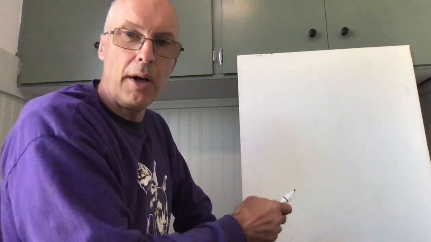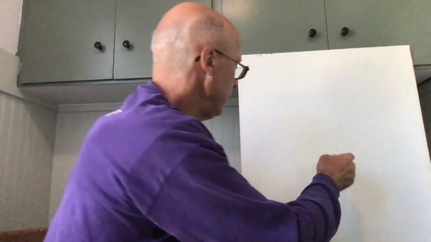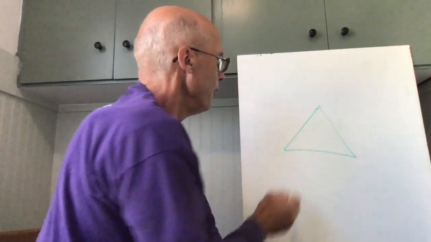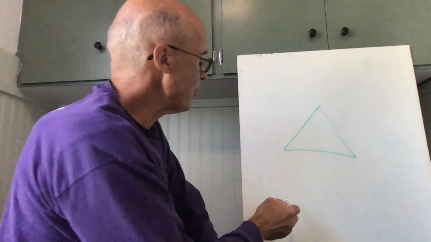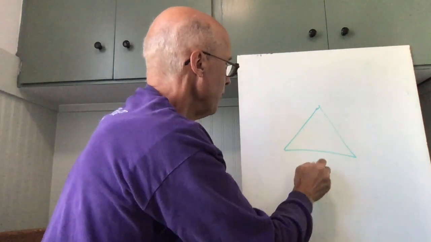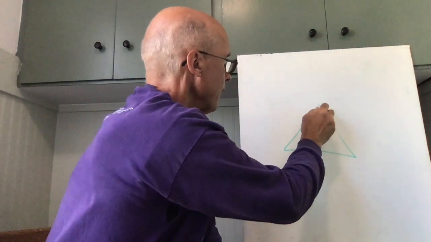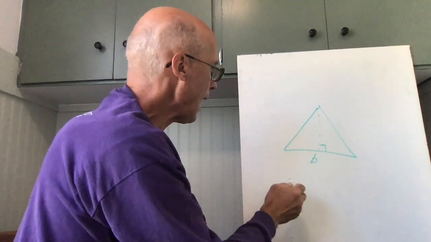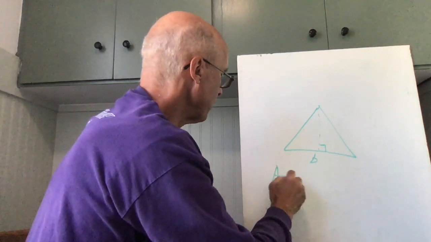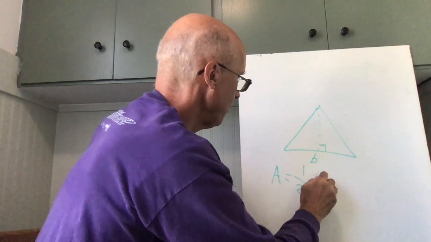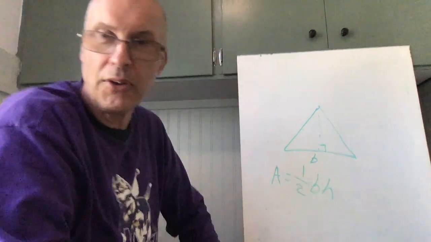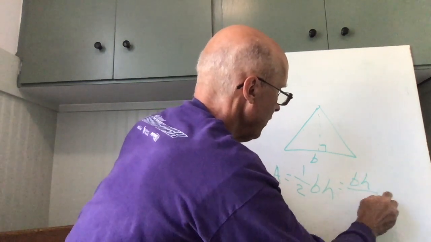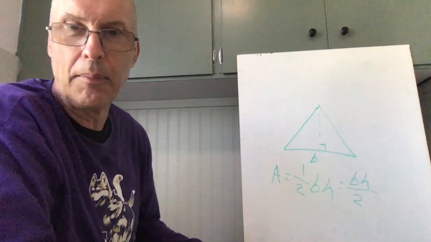Okay, let's continue on. If we have a triangle, I know that you know this already. The area of a triangle is the base times the height again, but it's one half of that. You can write this different ways: one half base times height, or base times height divided by 2. That's the same thing.